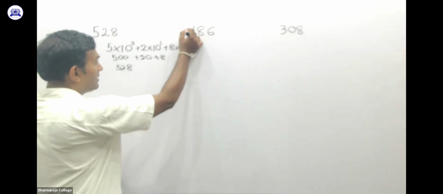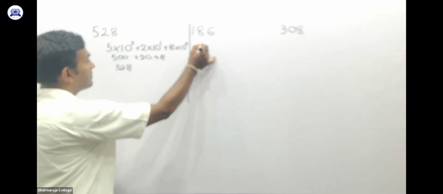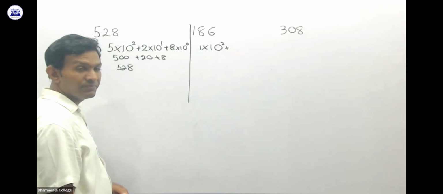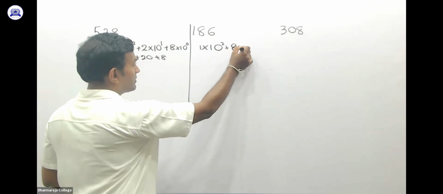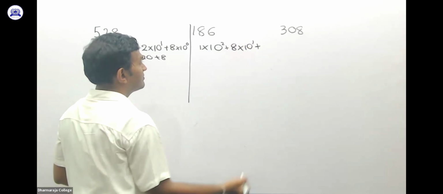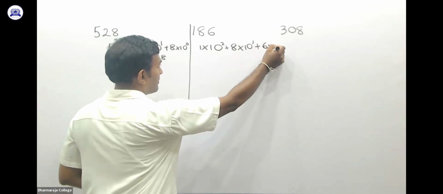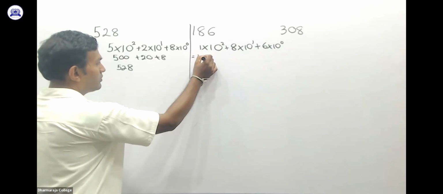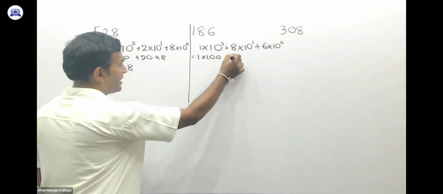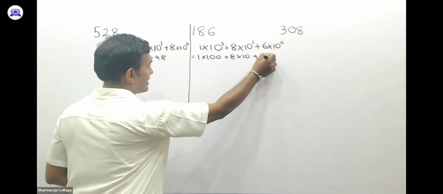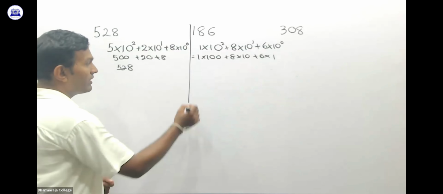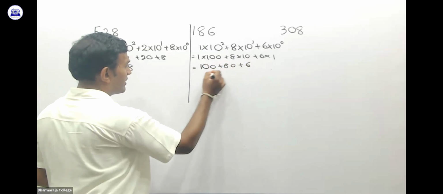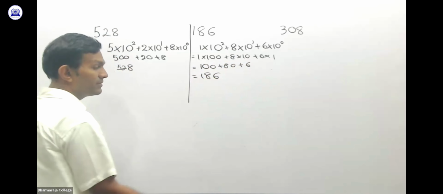And if you write this one, it's 1 into 10 to the power 2 plus 8 into 10 to the power 1 plus 6 into 10 to the power 0. To expand this one, 1 into 100, 8 into 10, plus 6 into 1. So what you are getting here is 100, here 80, and the 6 together, 186.